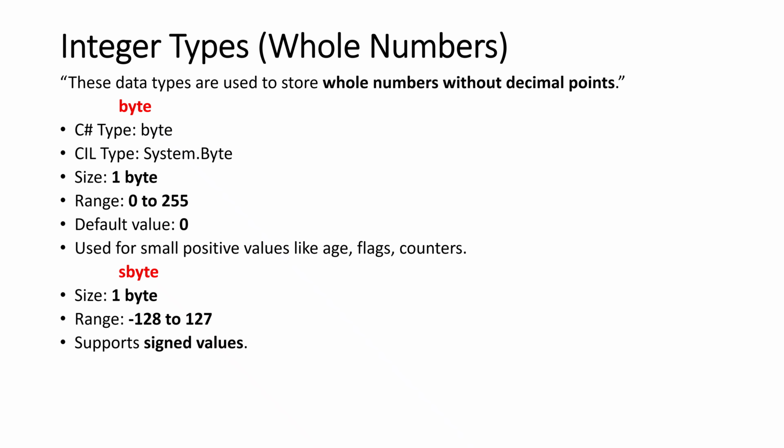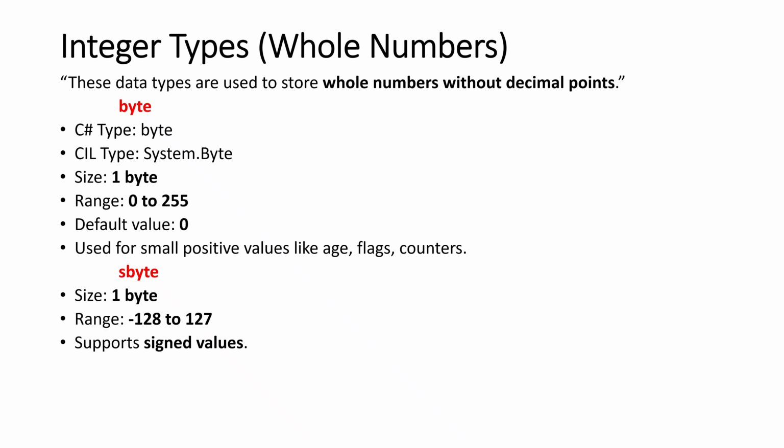Integer data types. Let us first talk about integer data types. These data types are used to store whole numbers without any decimal part. Byte occupies 1 byte of memory, stores values 0 to 255, and its default value is 0. Then sbyte. It is also 1 byte, but it supports negative values from minus 128 to 127.